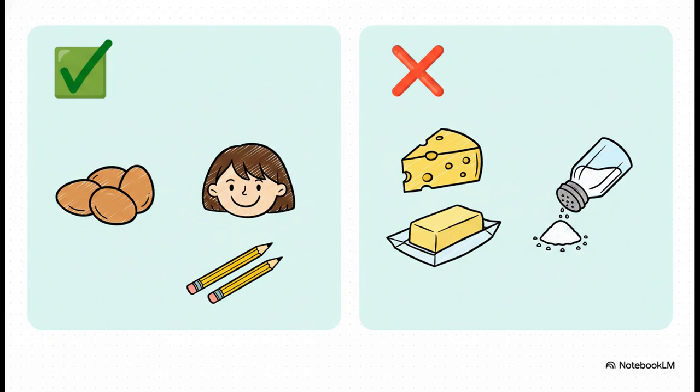But look at the right side. These are the uncountable nouns. Cheese, butter, salt. We don't really say 1 cheese or 2 salts, do we? We treat them as a whole, like a substance. You'd say a piece of cheese or some salt. Getting this difference down is absolutely crucial.